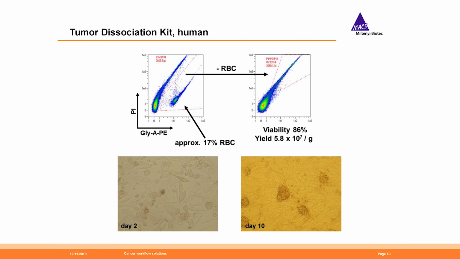This is just one example afterwards. So you have some of the cells here. We gated out the red blood cells, and basically we see that we get a nice viability, and also the yield is good. We also plated these cells. You can see here after 2 and 10 days, and they grew very nicely.